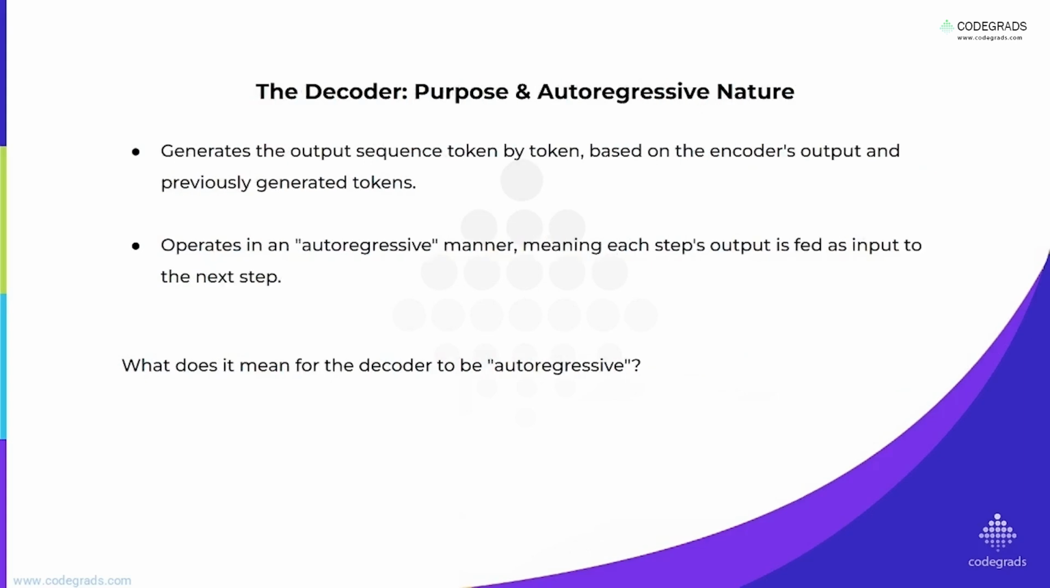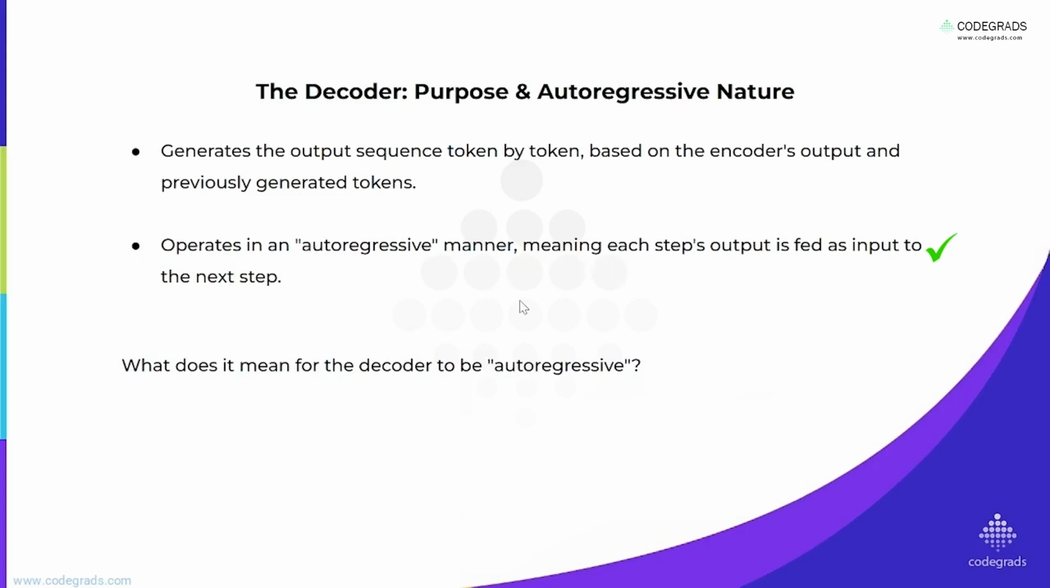Next is the decoder. Its purpose, in an auto-regressive nature, is to generate the output sequence token by token based on the encoder output and previously generated tokens. It operates in an auto-regressive manner, meaning each step's output is fed as input to the next step.